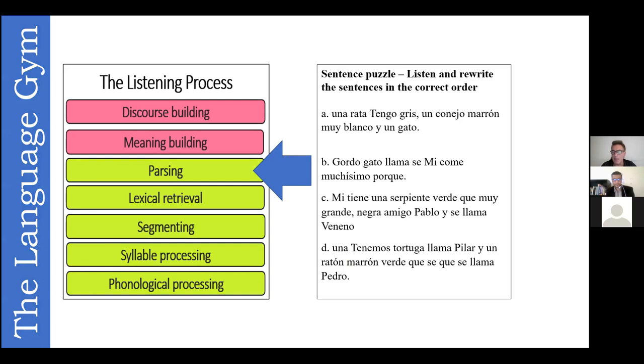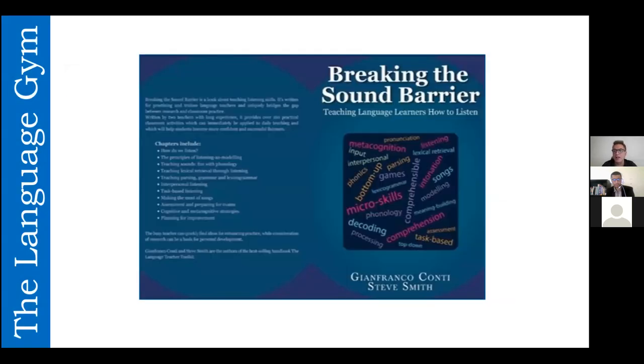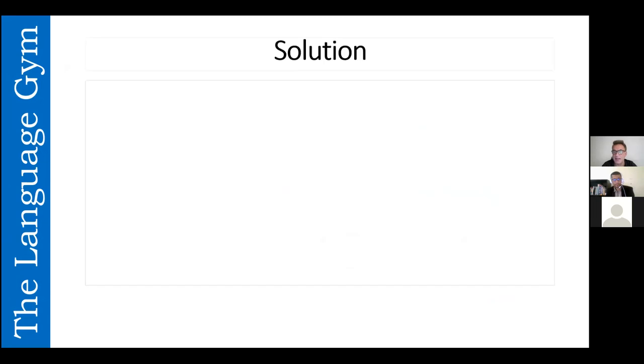Imagine doing this every day. Isn't that teaching them grammar or parsing skills? Isn't that keeping them focused, a learned attention, as we call it in psychology, on something they would normally not pay attention to? Imagine doing, as a starter each lesson, a sentence in the wrong order. You're sensitizing them to syntax, grammar, and of course, if you then move on to something to do with meaning, you will have focused on form and meaning at the same time. There's 260 activities of this in my book with Steve Smith, Breaking the Sound Barrier.